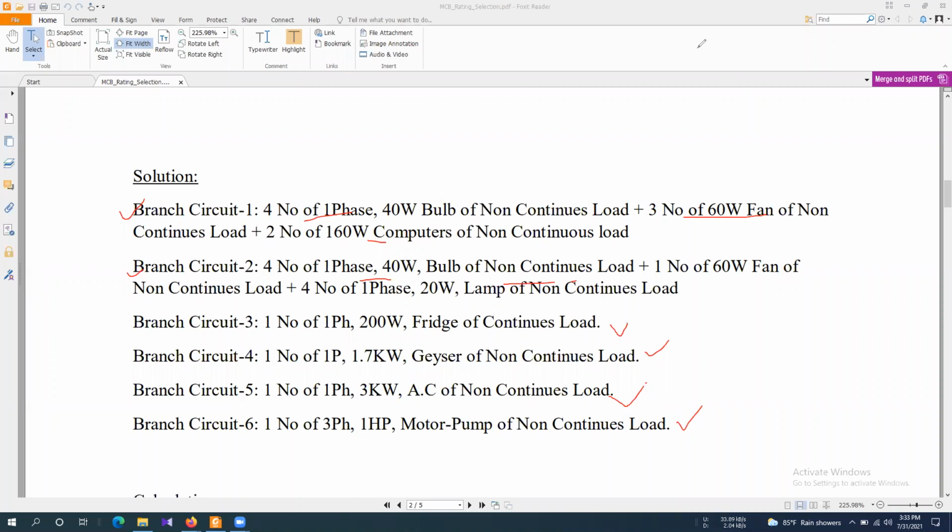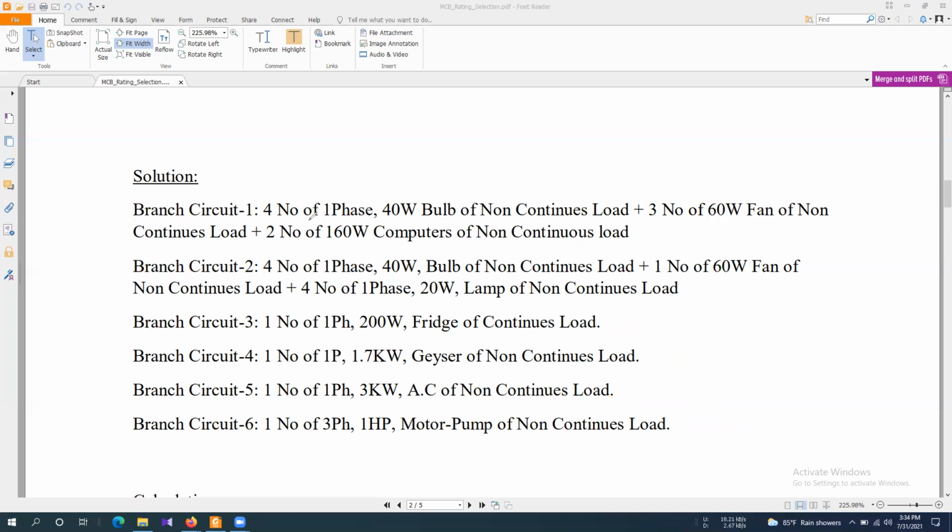Guys, have you got it? Yes, sir. Okay. Now the next thing is, once you are done with the layout, you need to go for the calculation: what is the total current that branch 1 requires, what is the current required by branch 2, branch 3, branch 4, branch 5, and branch 6? When you are done with these calculations, then from the corresponding rating, you can select the proper MCB rating. Okay, so let's proceed.